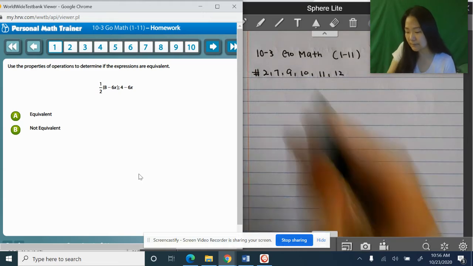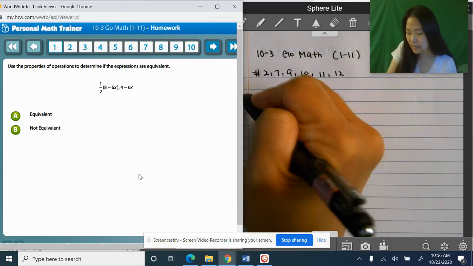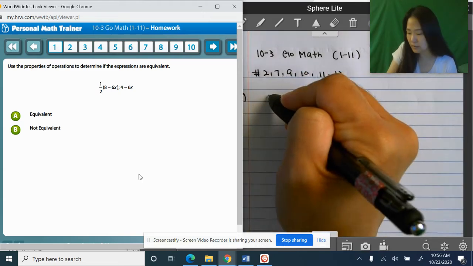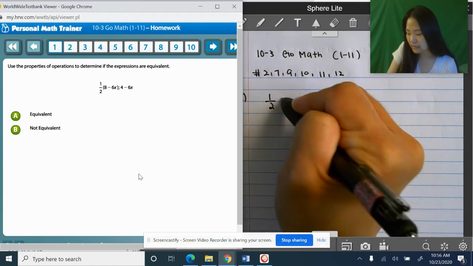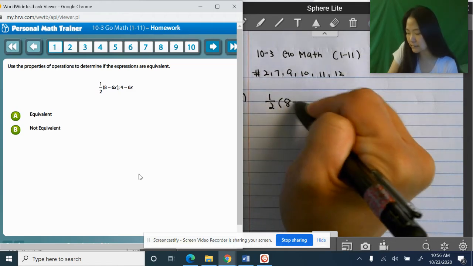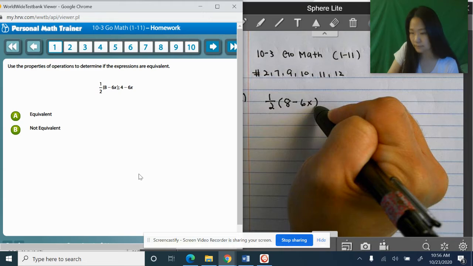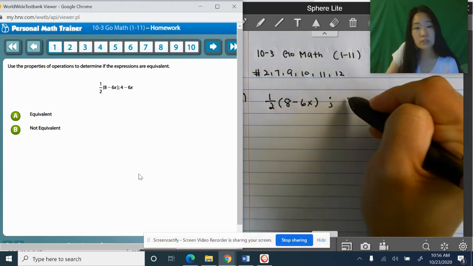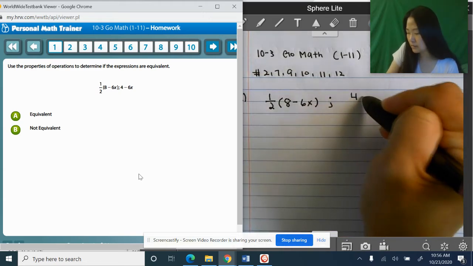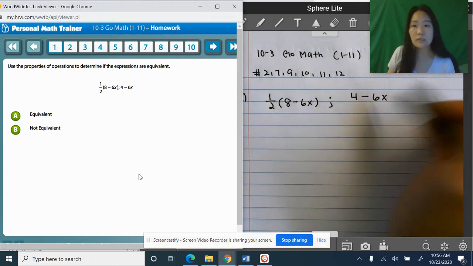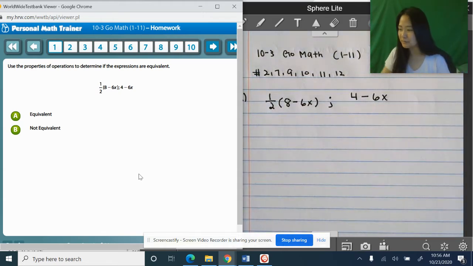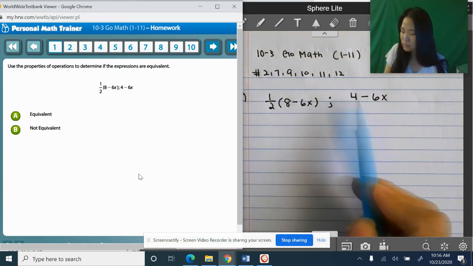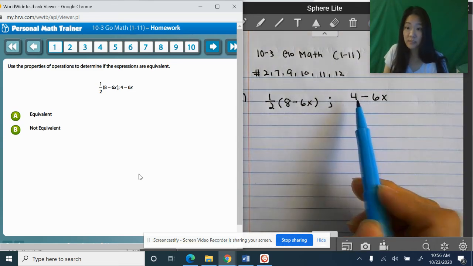So first, let me copy down the problem. And don't forget, for Go Math homework, your numbers and my numbers are most likely going to be different. So you just have to make sure that you are using your numbers when you're working on the problems, okay? All right, so over here, I want to see if these two expressions are equivalent, which means equal.